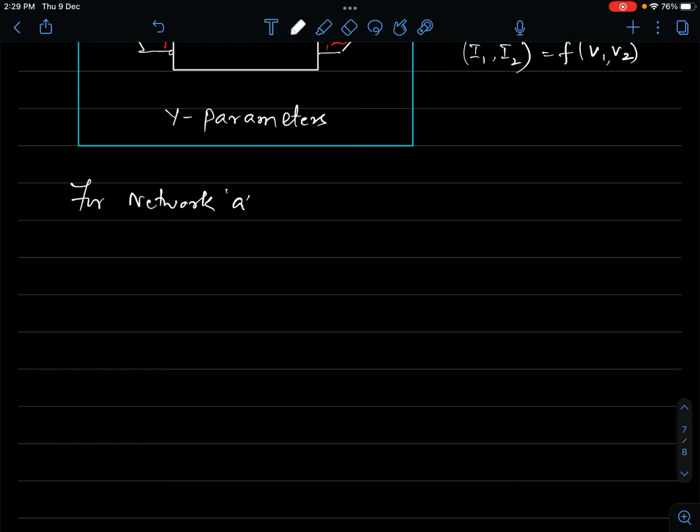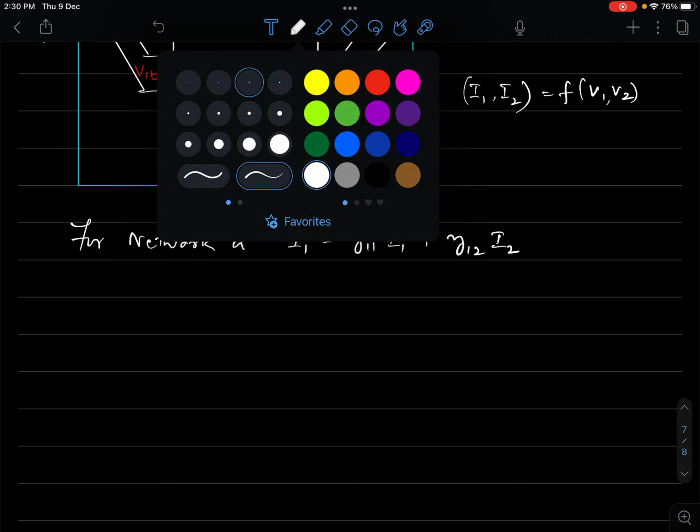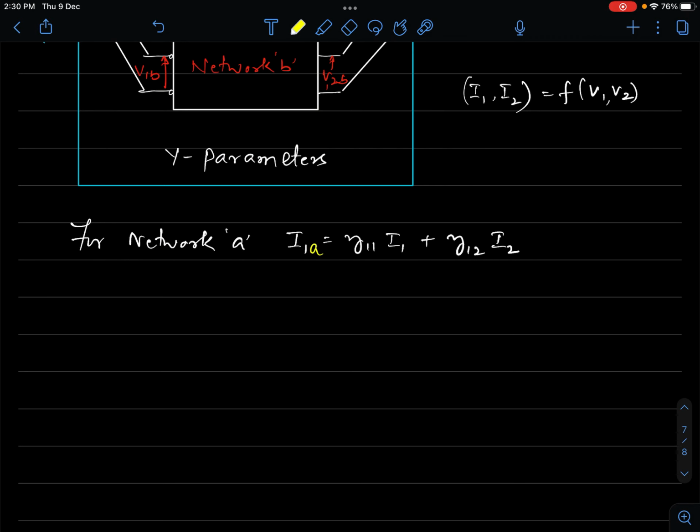what can we say about I1 and I2? So we know I1 equals Y11 V1 plus Y12 V2, and this is for network A. Network A I have written in yellow. Let me try to use the color.